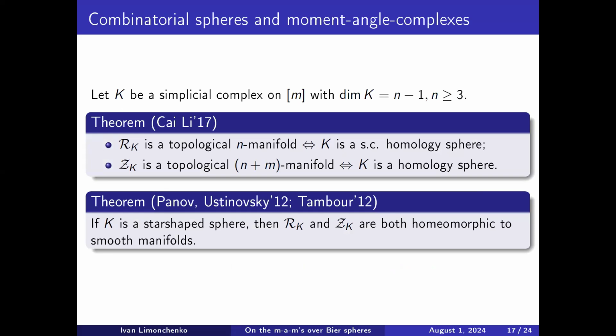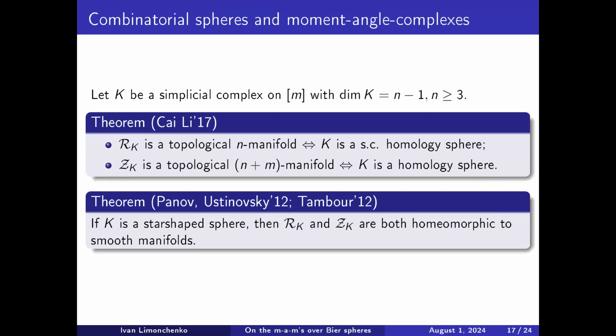If K is a simplicial complex on [m], and its dimension is n-1, this is the usual convention in toric topology, with n greater or equal than 3, then Cai Li showed that R_K has a structure of a topological n-manifold if and only if K is a simply connected homology sphere. He calls it a generalized homology sphere in his paper, but according to our definition, it's actually what we have as a homology sphere.